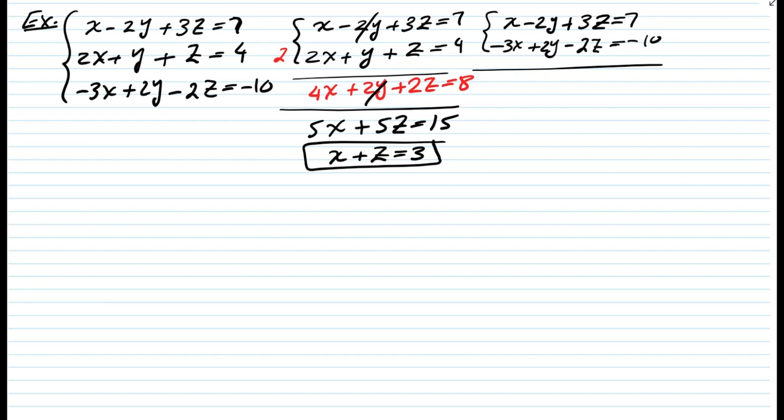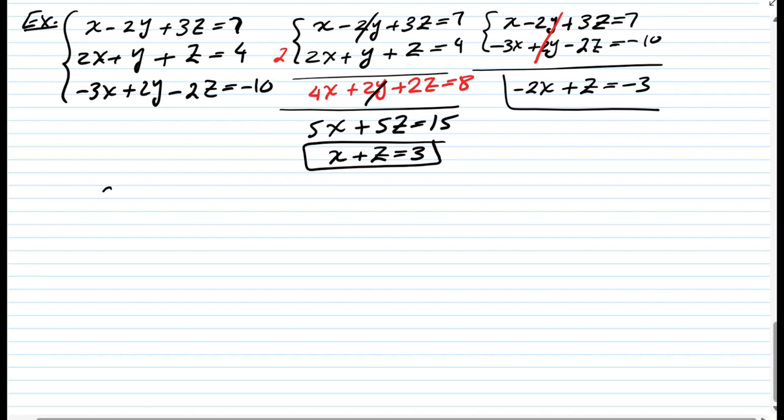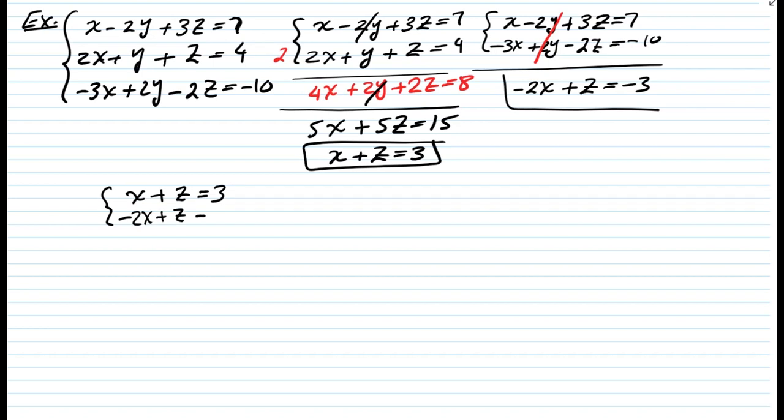Now in the second pairing that I have, I'm going to eliminate the same variable y by simply adding the two equations together. And when we add them together, we get negative 2x plus z equals negative 3. There's my second one. Now I'm going to pair these together. X plus z equals 3 and negative 2x plus z equals negative 3. And let's say I want to get rid of z here, so I'm just going to multiply the top equation by negative 1.